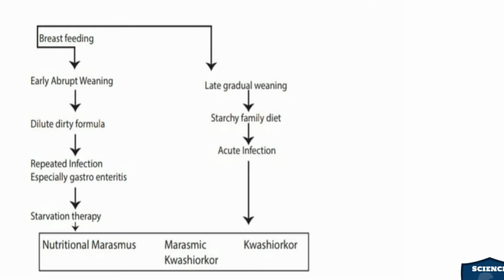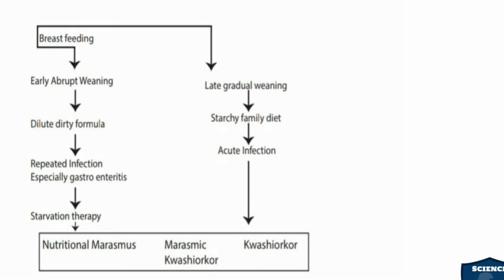So you are giving dilute formula or very dilute milk, whatever you are giving, the food is very diluted, and also you are preparing it in an unhygienic way, that is dilute dirty formula. And repeated infection, especially gastroenteritis. Repeatedly the person is going in for infection, that is gastroenteritis, diarrhea, and this leads to starvation, that is nutritional marasmus. The child is having marasmus, so the child becomes very weak, thin, like that.